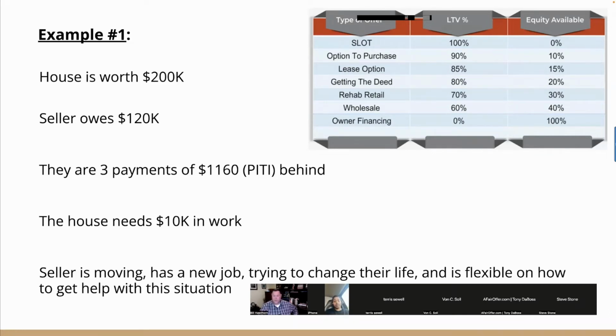Nobody's calling you for anything. We're just making payments. And oh yeah, by the way, we're going to make the payments on time, and we're going to help you with your credit, because your credit's probably bad because you're behind on all these payments.